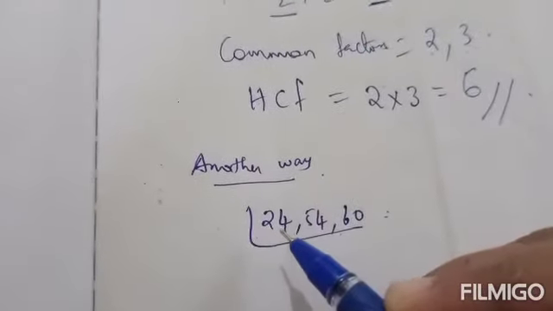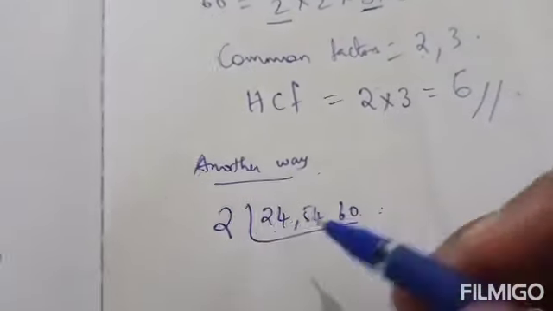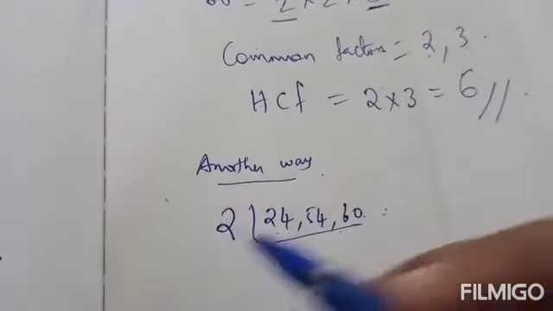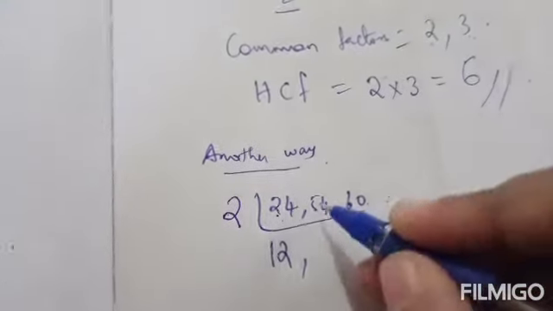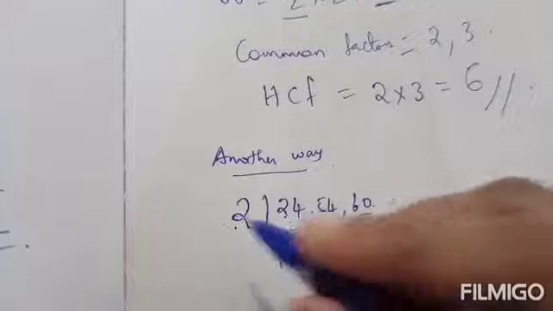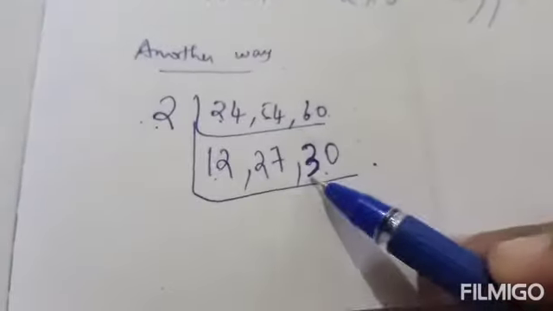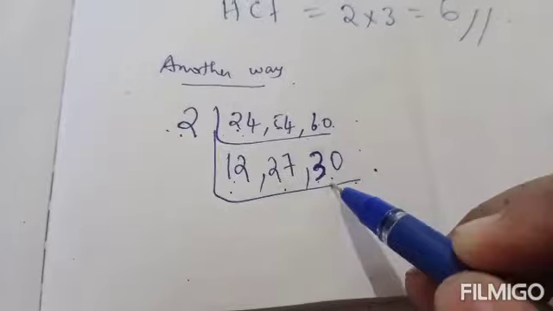So these three numbers are divisible by 2. So you can divide 24, 54 and 60 by 2. So 24 divided by 2 it is 12. 54 divided by 2 it is 27. 60 divided by 2 it is 30. Okay. Now 12, 27 and 30.